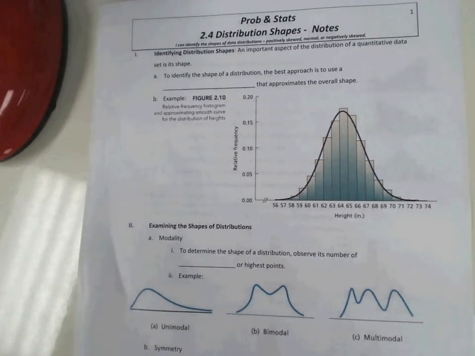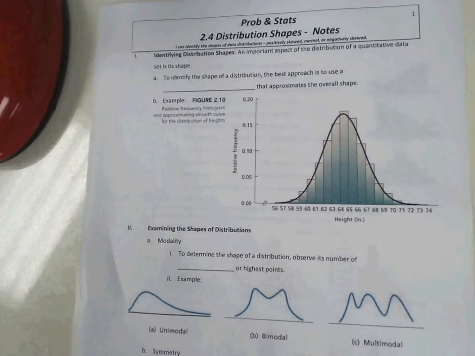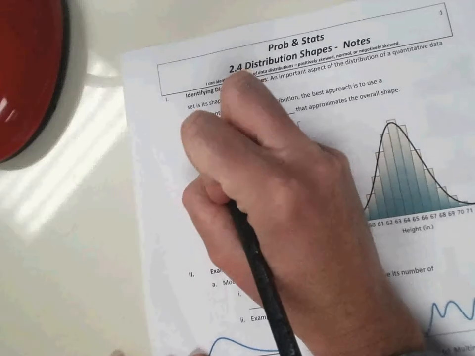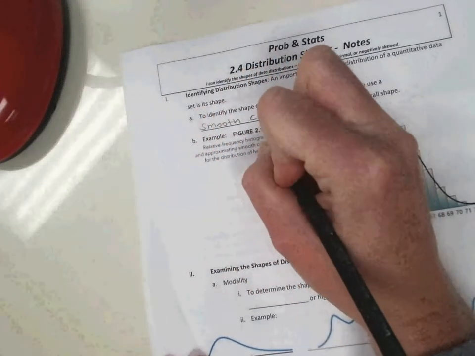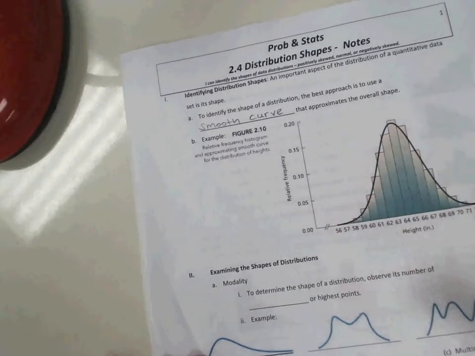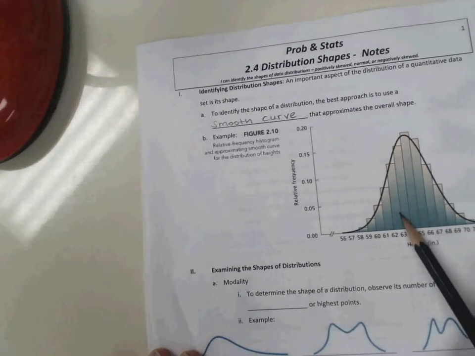It's important to be able to look at that display and estimate the shape so that we can further analyze that data. So to identify the shape of a distribution, the best approach is to use a curve that approximates the overall shape. Not just any curve, a smooth curve. So you can see you've got this line, the smooth curve, that's actually outlining the histogram in figure 2.10 here.